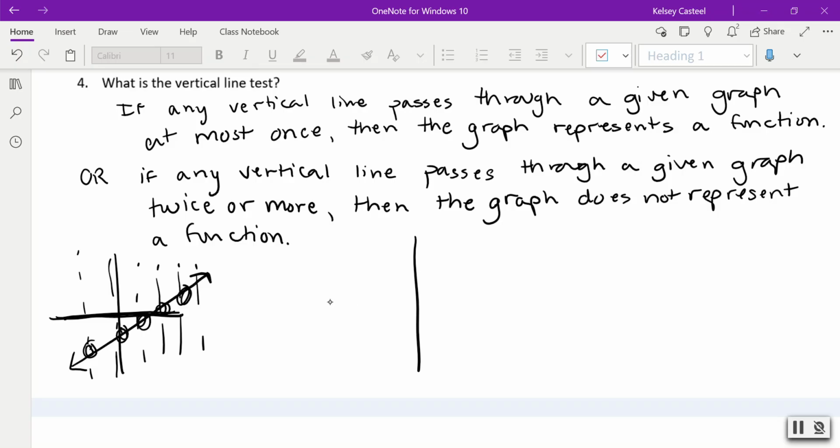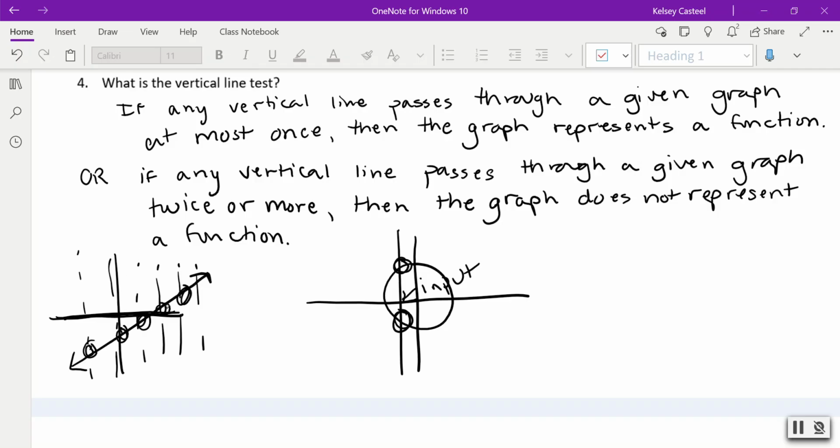Let's look at something that would fail the vertical line test. One example is a circle. If I take a look at a circle, there are many, many examples of a vertical line that passes through the circle more than once. So what this is showing me is that for that specific input, there are two outputs. One is up here positive and one is down here negative. So that violates the definition of a function.